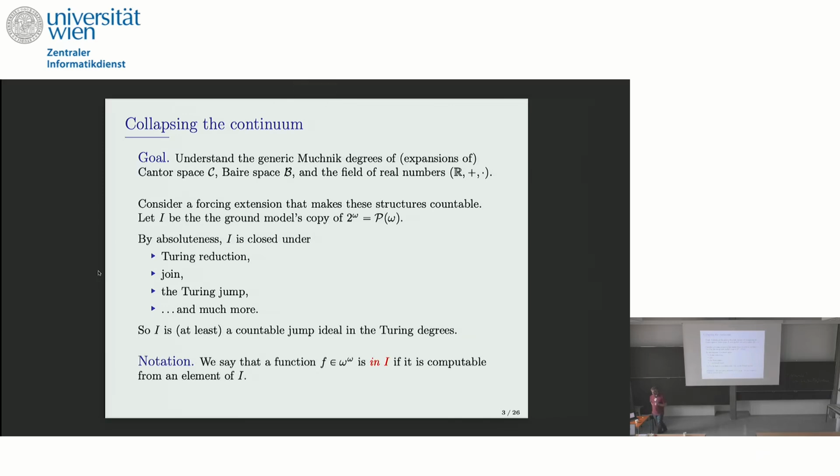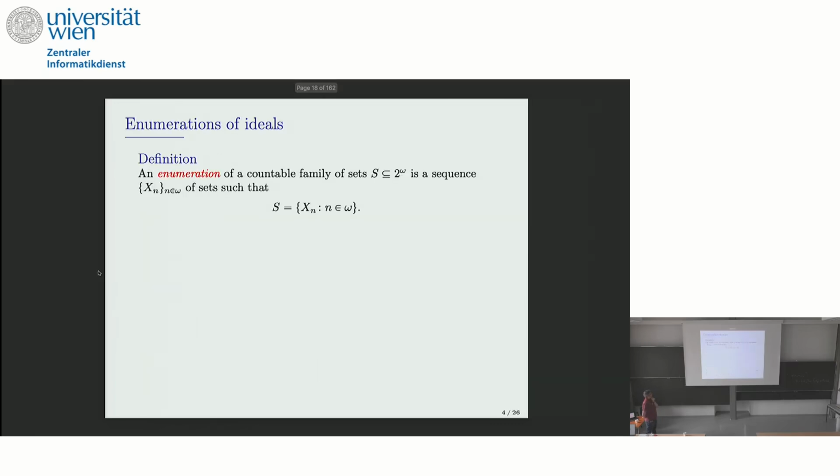Just notationally, I is a collection of sets from the ground model. We'll say a function is in I if it's computable from an element of I. Same for a real number or a tree or whatever.